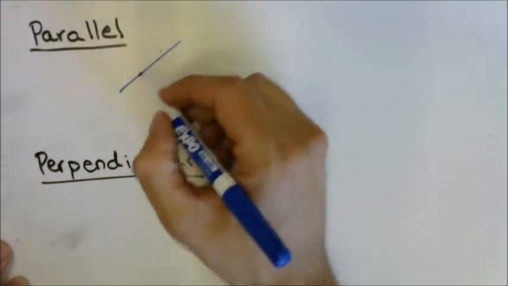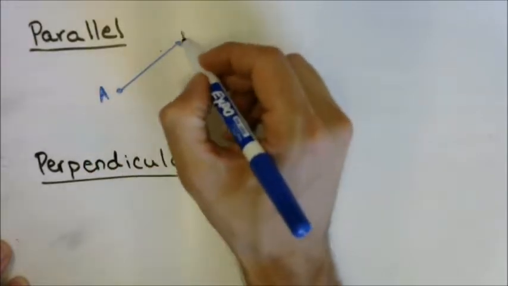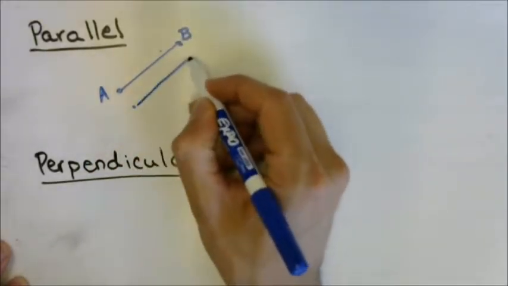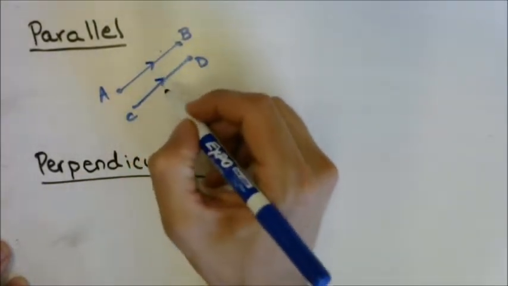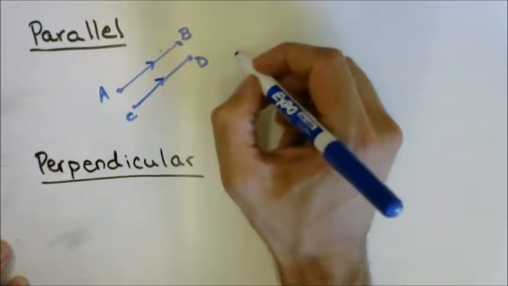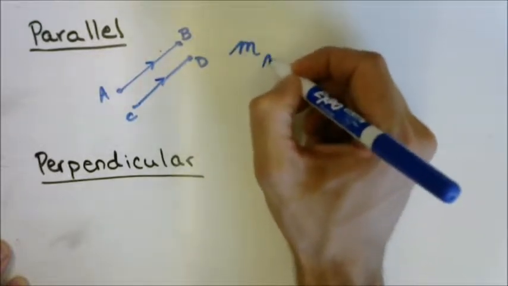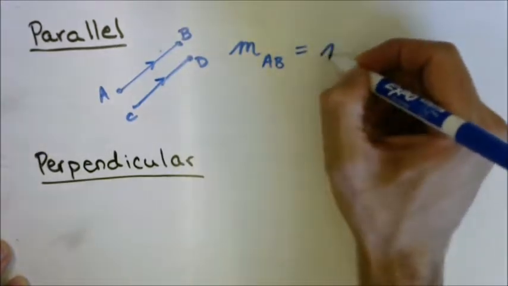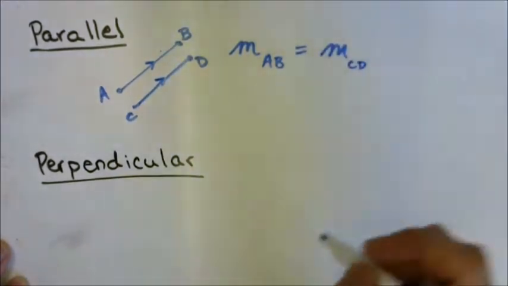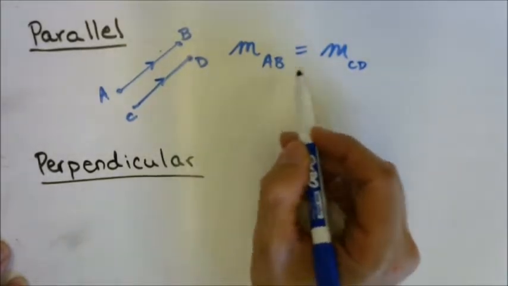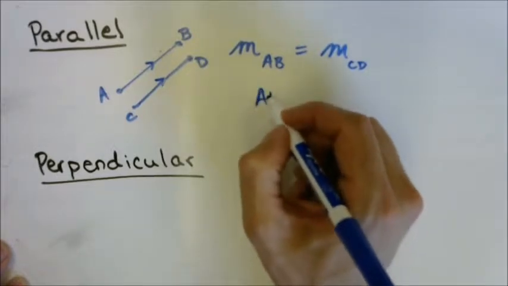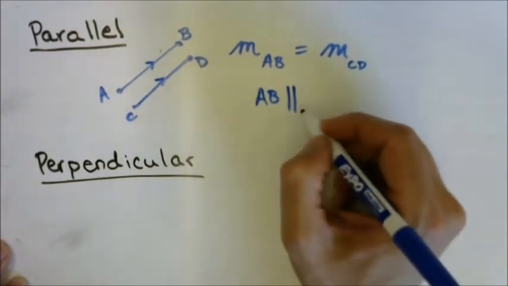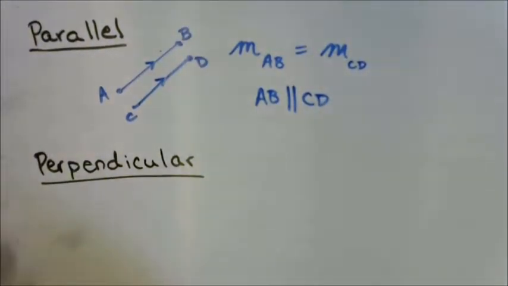So for instance, if we had the line AB and the line CD, and these two were deemed to be parallel, we would verify that by testing to see if the slope of AB is indeed equal to the slope of CD. If this statement is true, that the slope of AB is the same as the slope of CD, then we can say that AB, the name of the first line, is parallel to CD. That's some of the symbolism that we're going to be using as we move forward.